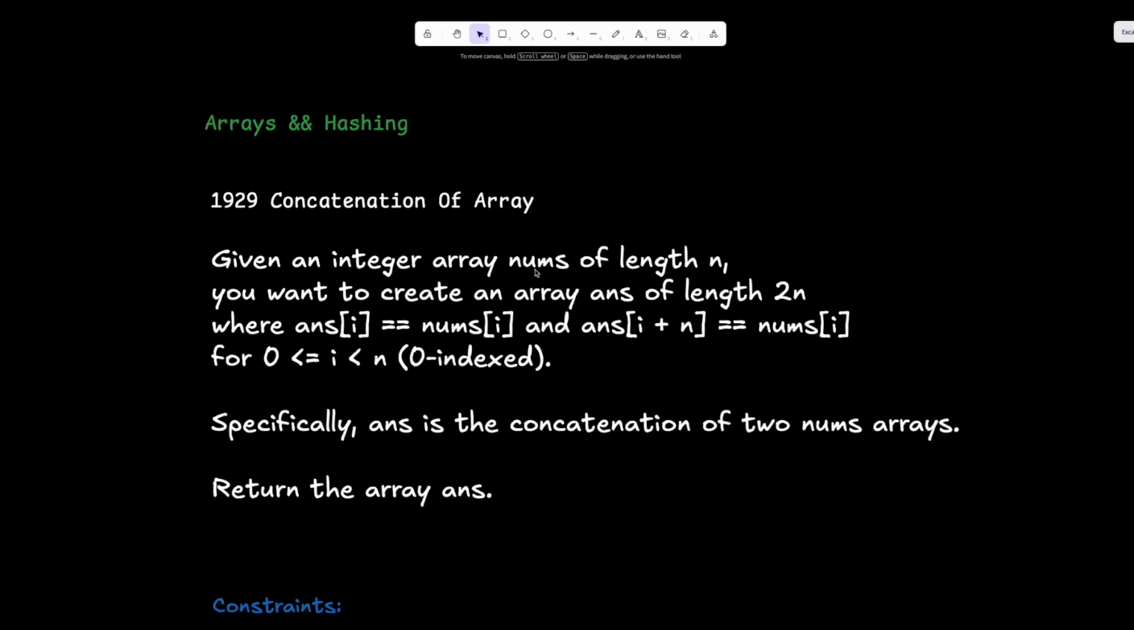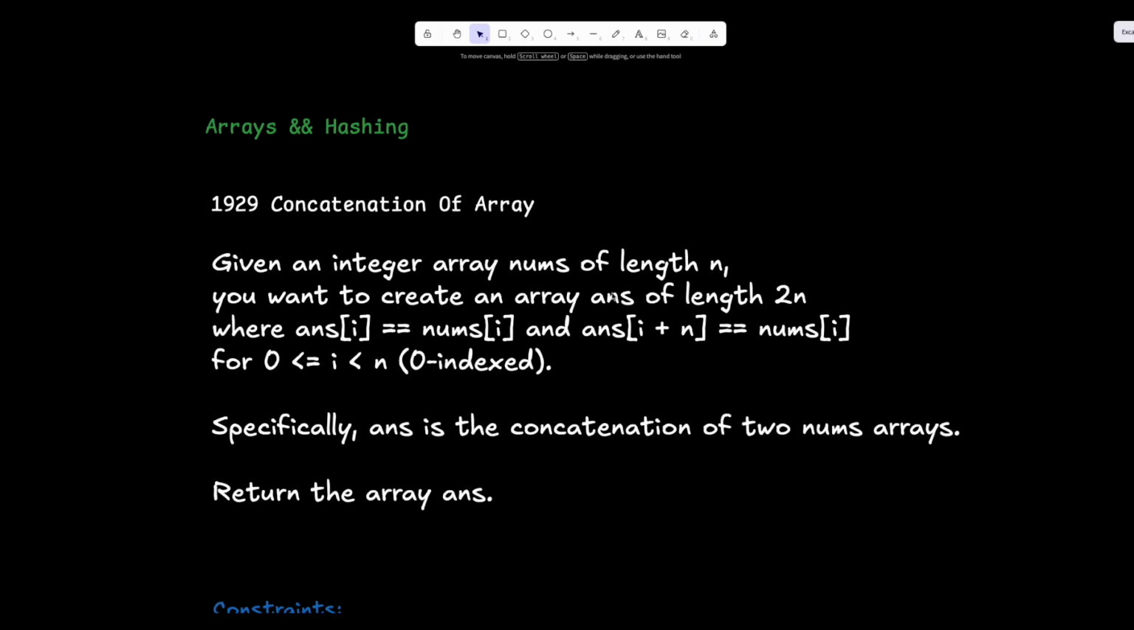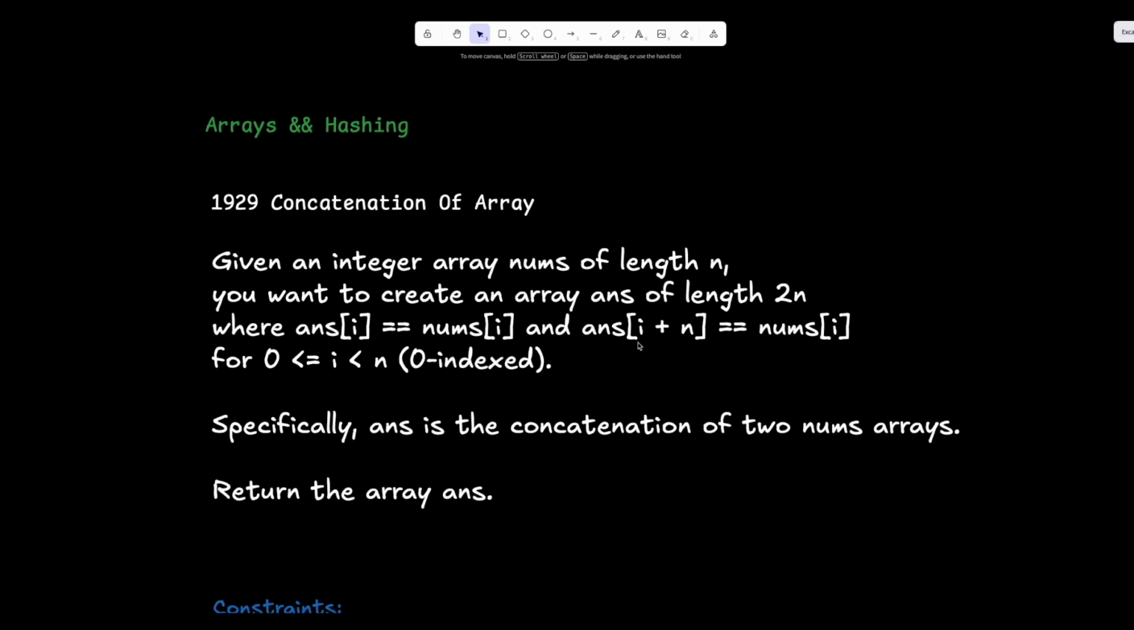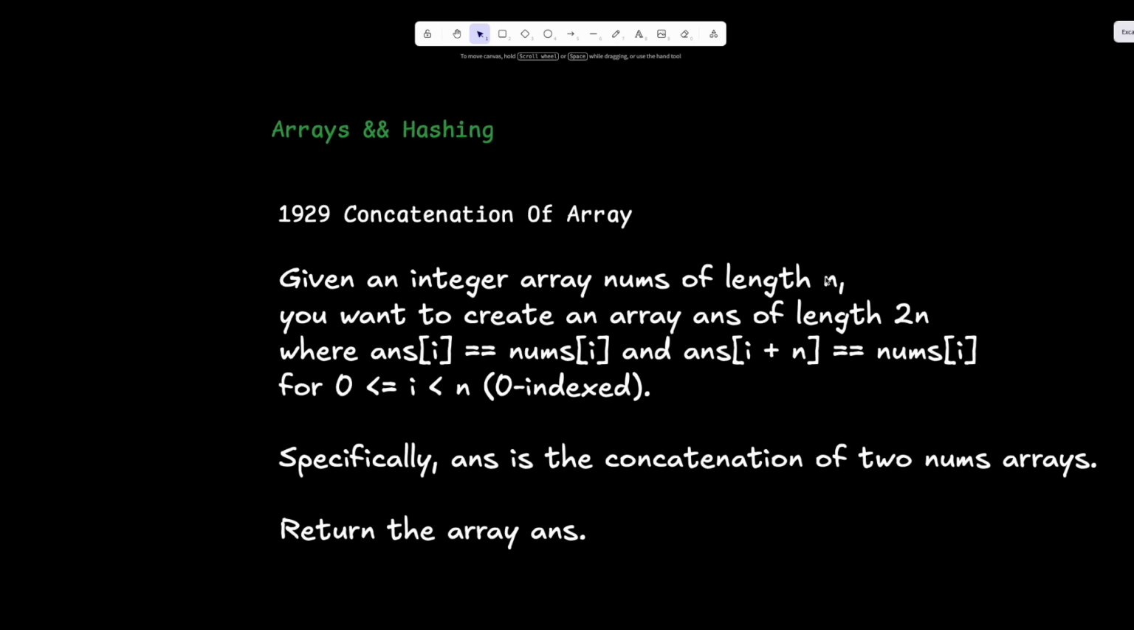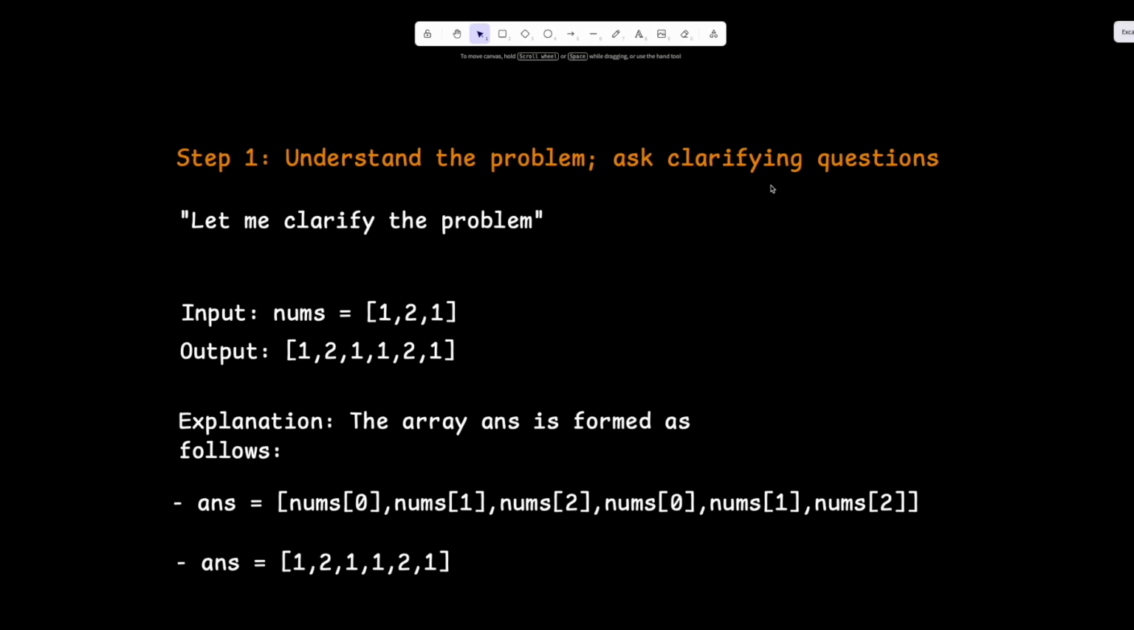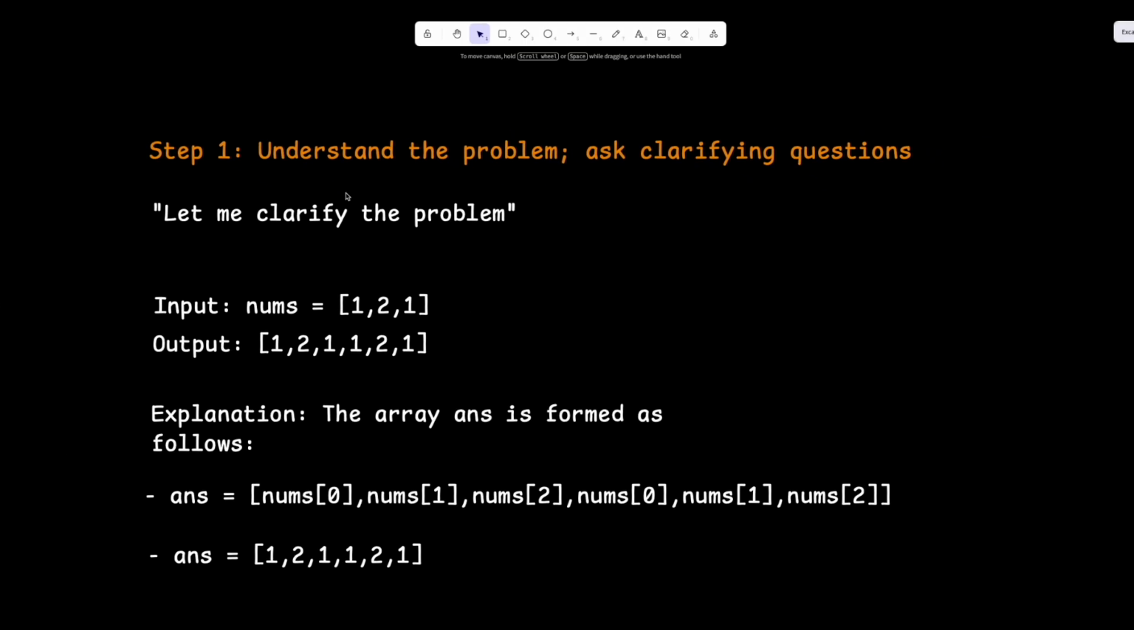Given an integer array nums of length n, you want to create an array ans of length 2n. Dynamic array problem. I will need to create the new array with a doubled size. Okay, as usual, I will go with the 4 steps. At first, I will understand the problem. Step 1, and ask clarifying questions.